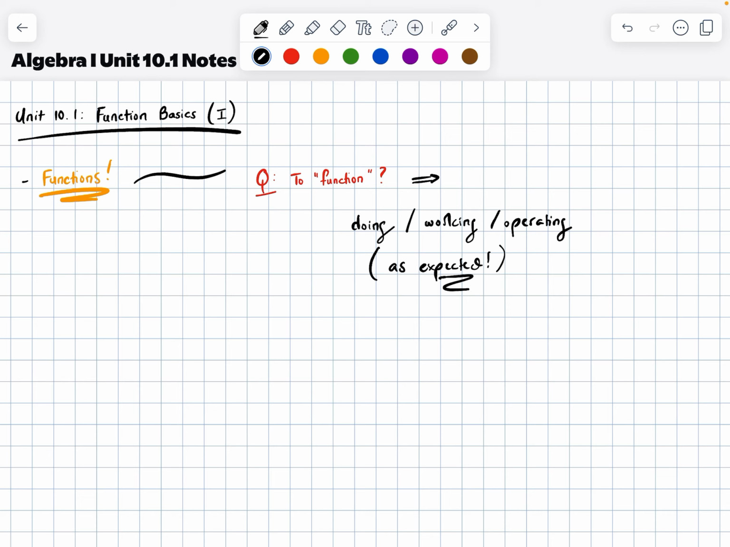Things don't happen randomly, right? We're serving some kind of purpose or fulfilling some kind of role, or there's some rule that we're following that's telling us how we can expect things to behave. With this in mind now, I want to understand how a mathematical function functions, pun intended.